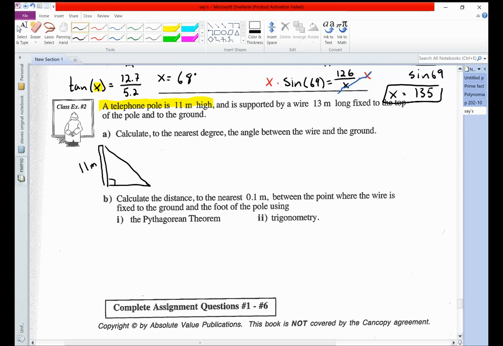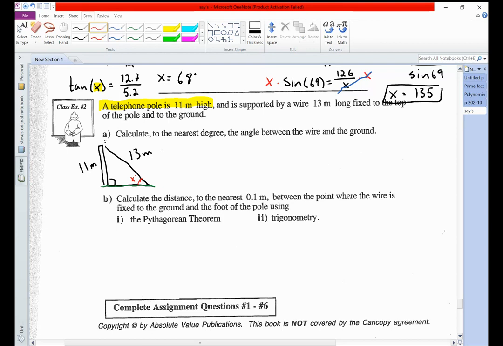It is supported by a wire, 13 meters long, fixed to the top of the pole and to the ground. Well, this is probably the ground here. And the top of the pole is probably up here. So if the wire goes from the top of the pole to the ground, and it's 13 meters long, probably that side right there. Also, the wire would be longer because it's the hypotenuse. It says calculate to the nearest degree the angle between the wire and the ground. So the angle formed by the ground and the wire is right there. So what we're looking for is that angle x there.